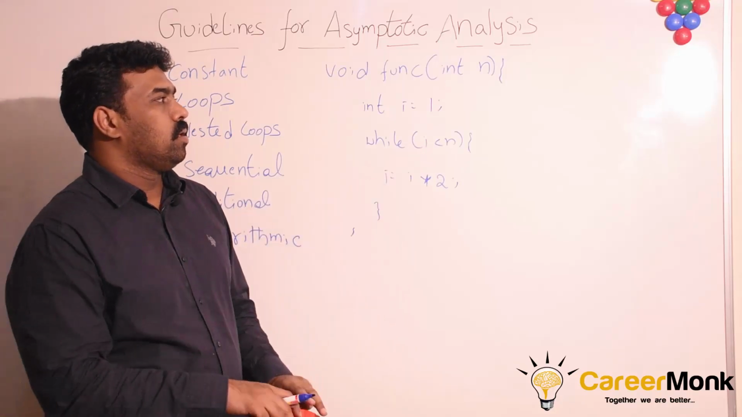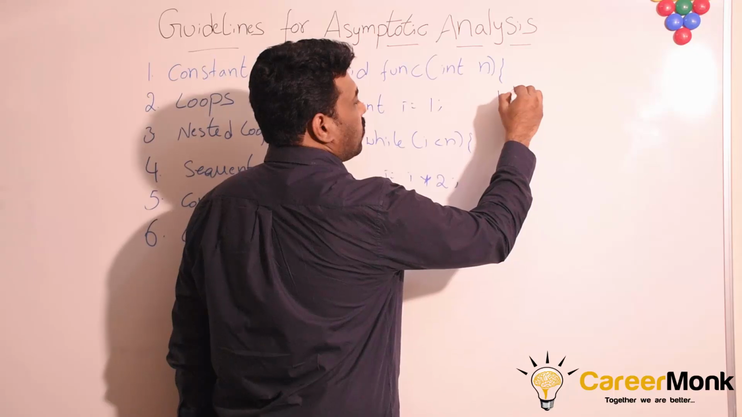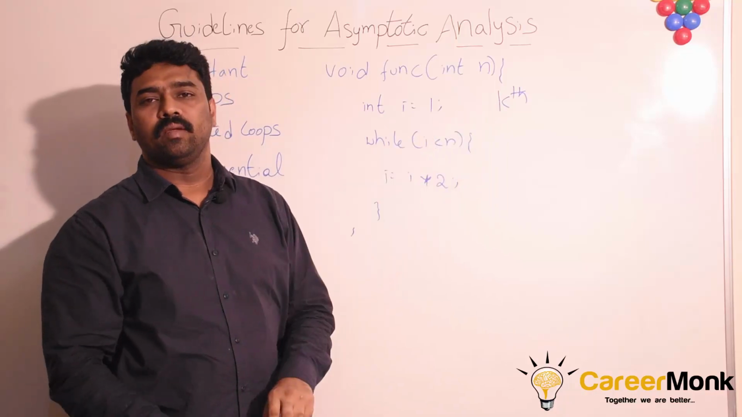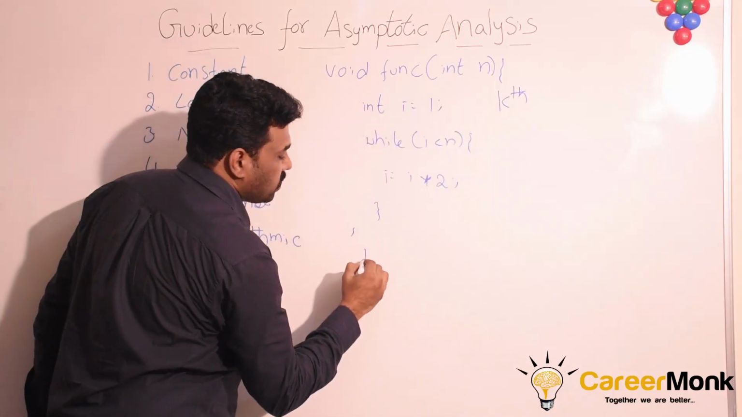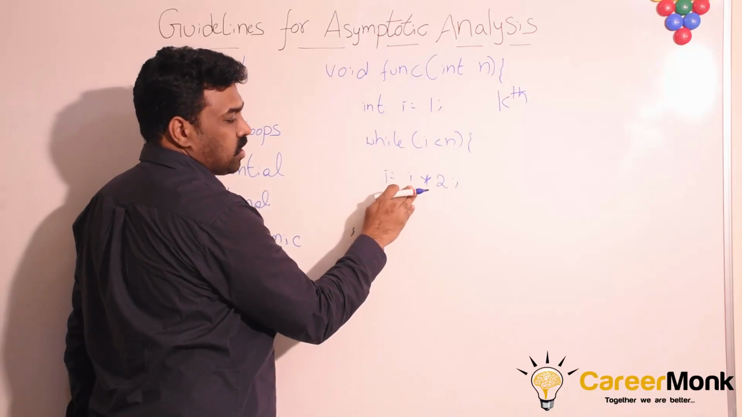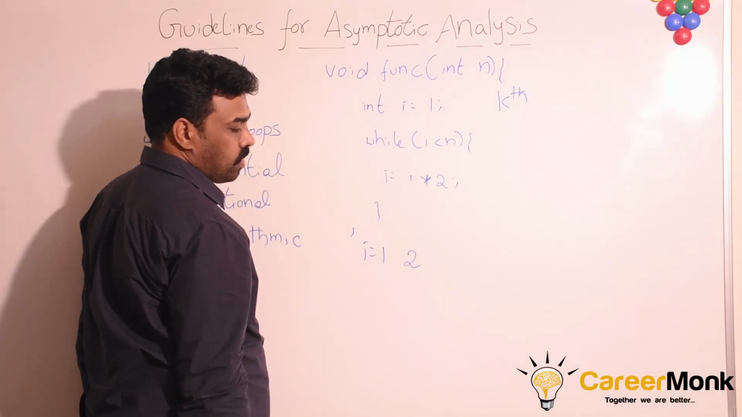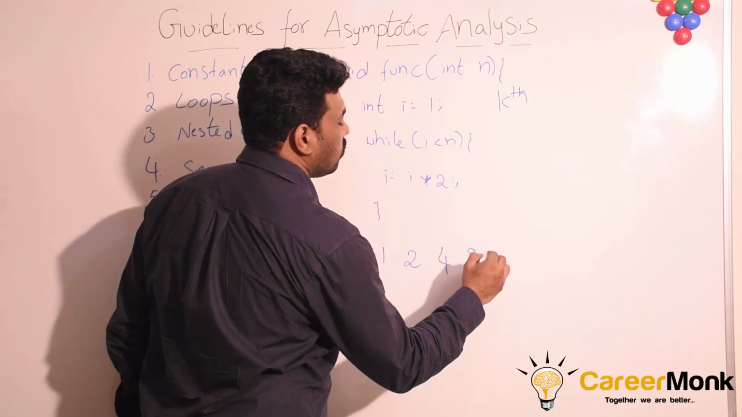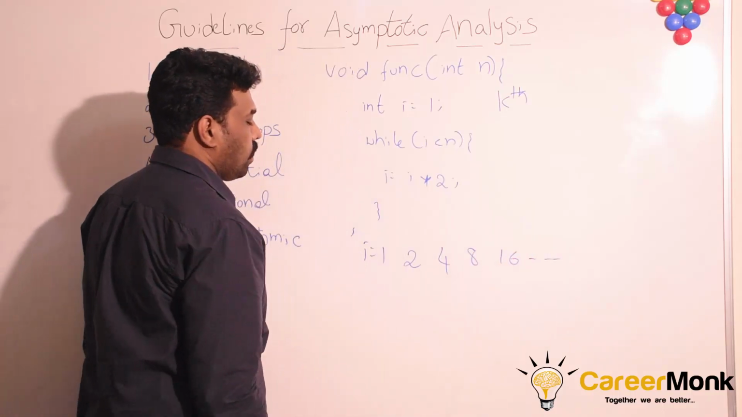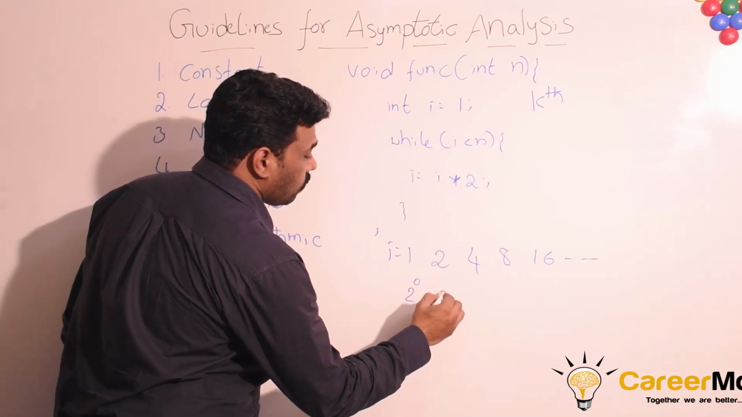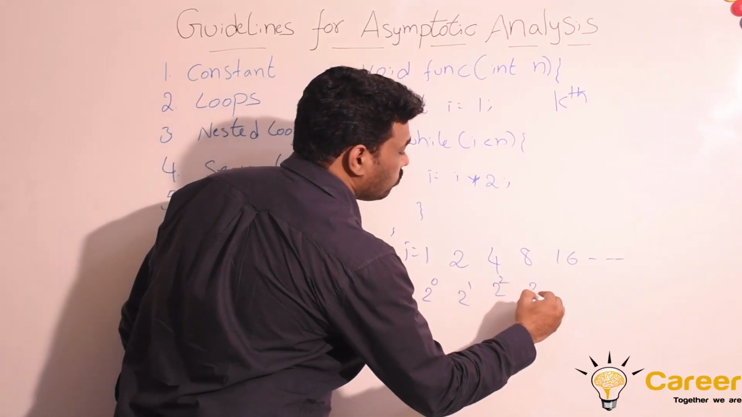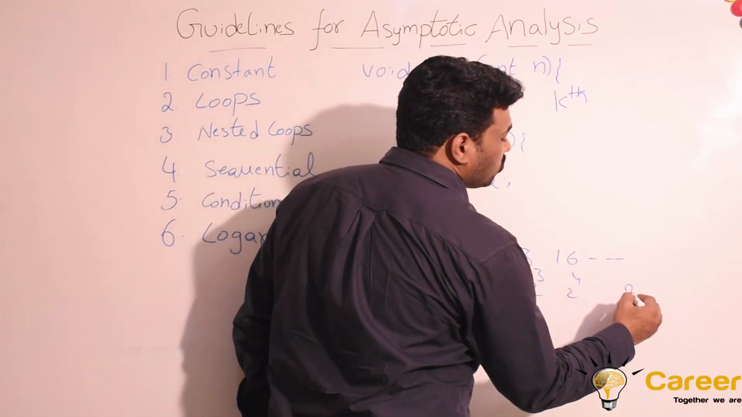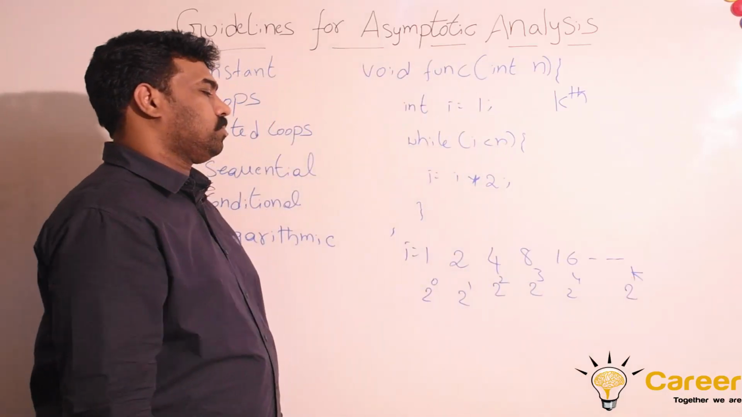Let us assume we are coming out of the while loop at kth iteration. Since we don't know at what iteration we are coming out of the loop, let us assume the iteration is k. At first iteration, the value of I is 1. In the second iteration, because of the doubling, it becomes 2. Next iteration it will be 4, 8, 16. It is nothing but 2 power 0, 2 power 1, 2 power 2. And at kth iteration, we can assume the value of I is 2 power k, approximately.